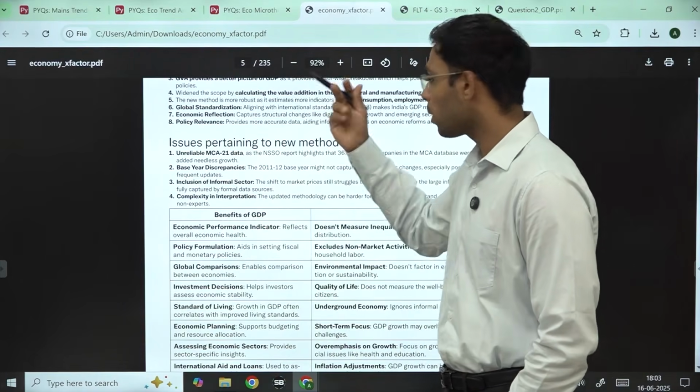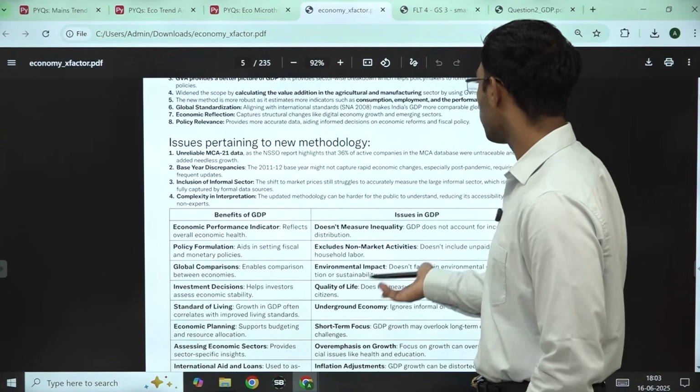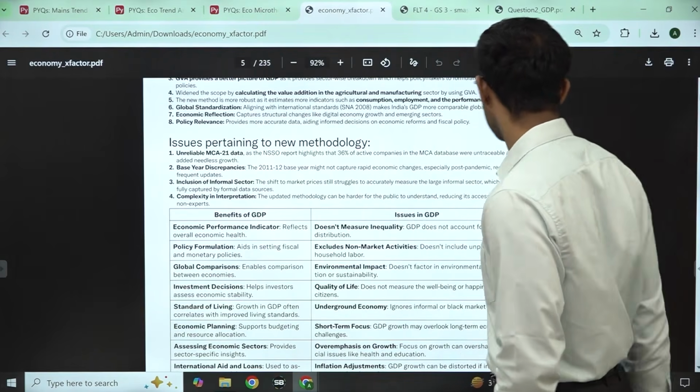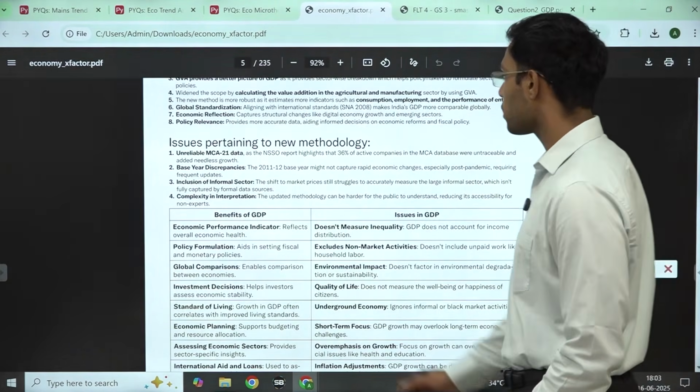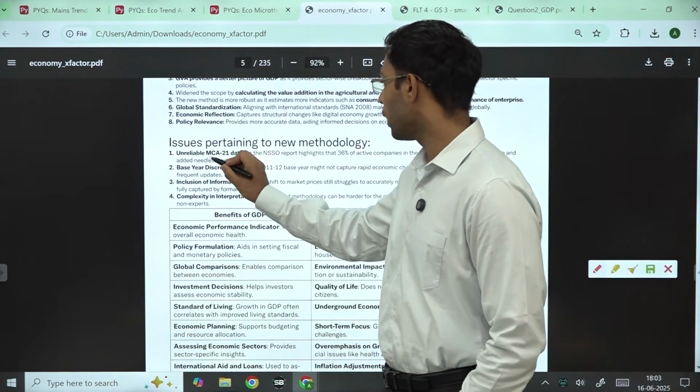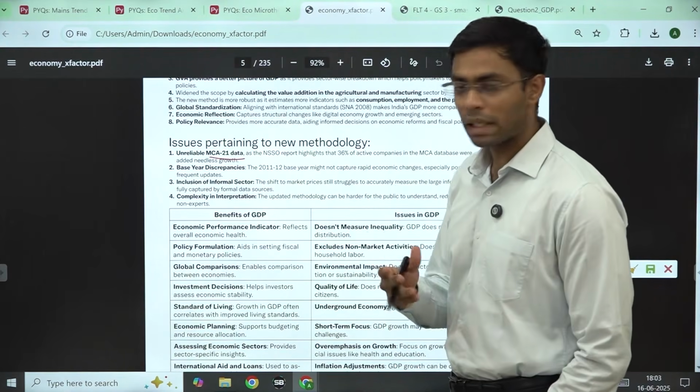The MCA 21 database, for example, could not capture all the companies. Only 36% of the active companies are there in the MCA database, right? Earlier there was an ASI survey, but now the MCA 21 data is being used. So there are certain leakages in that.